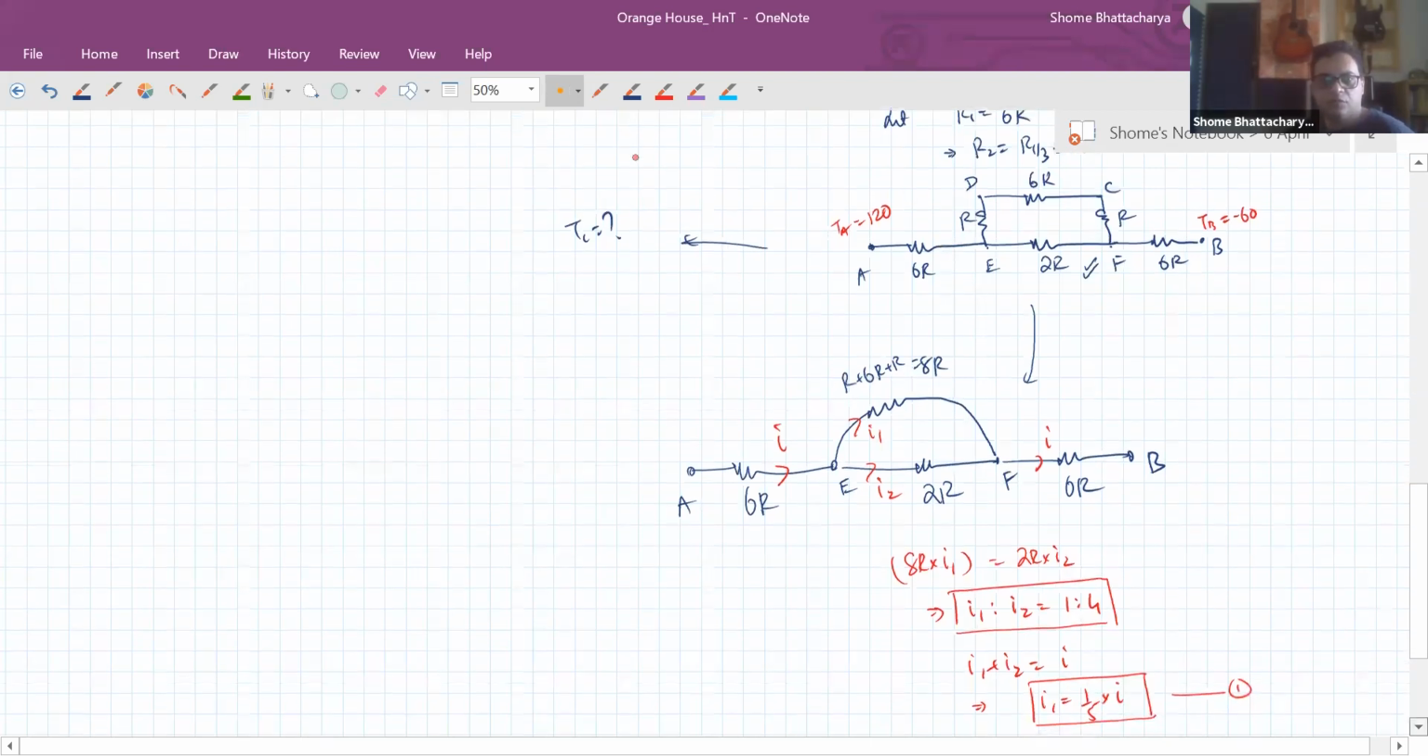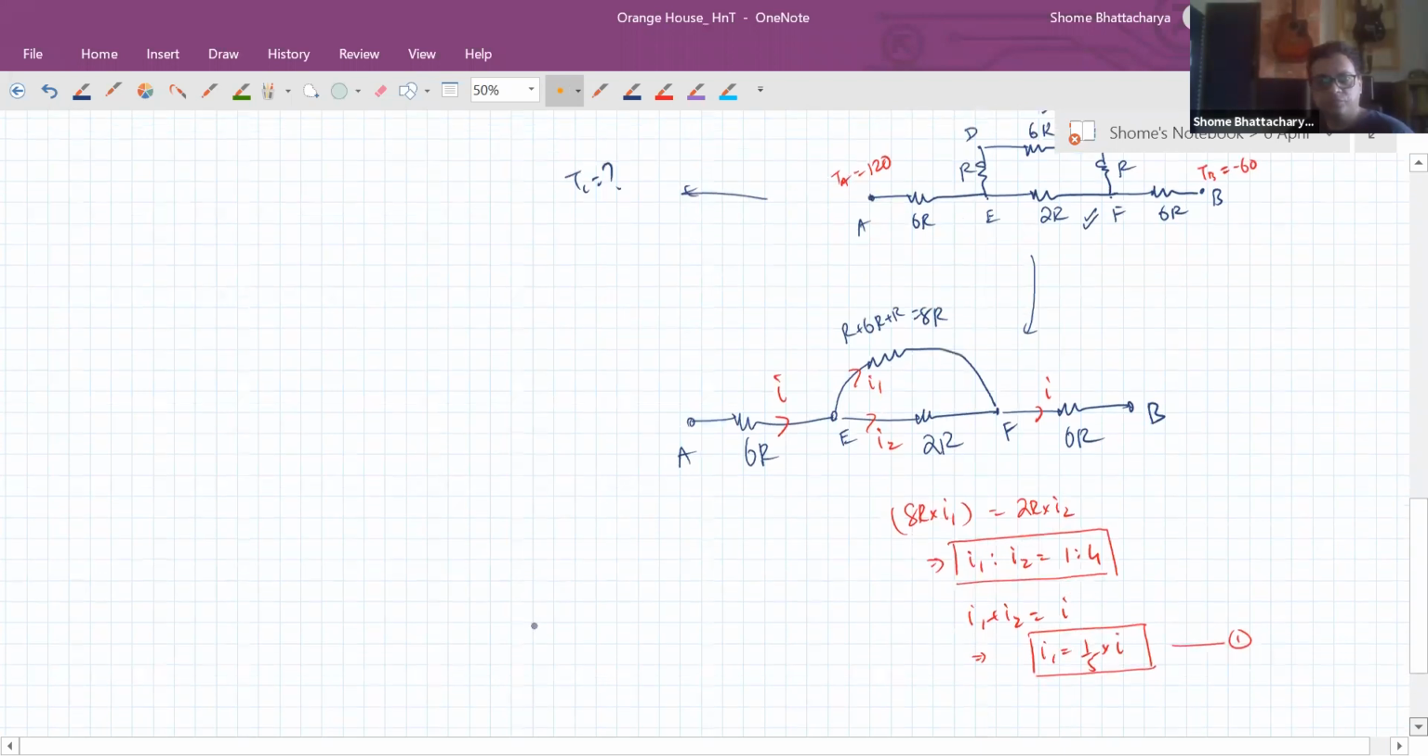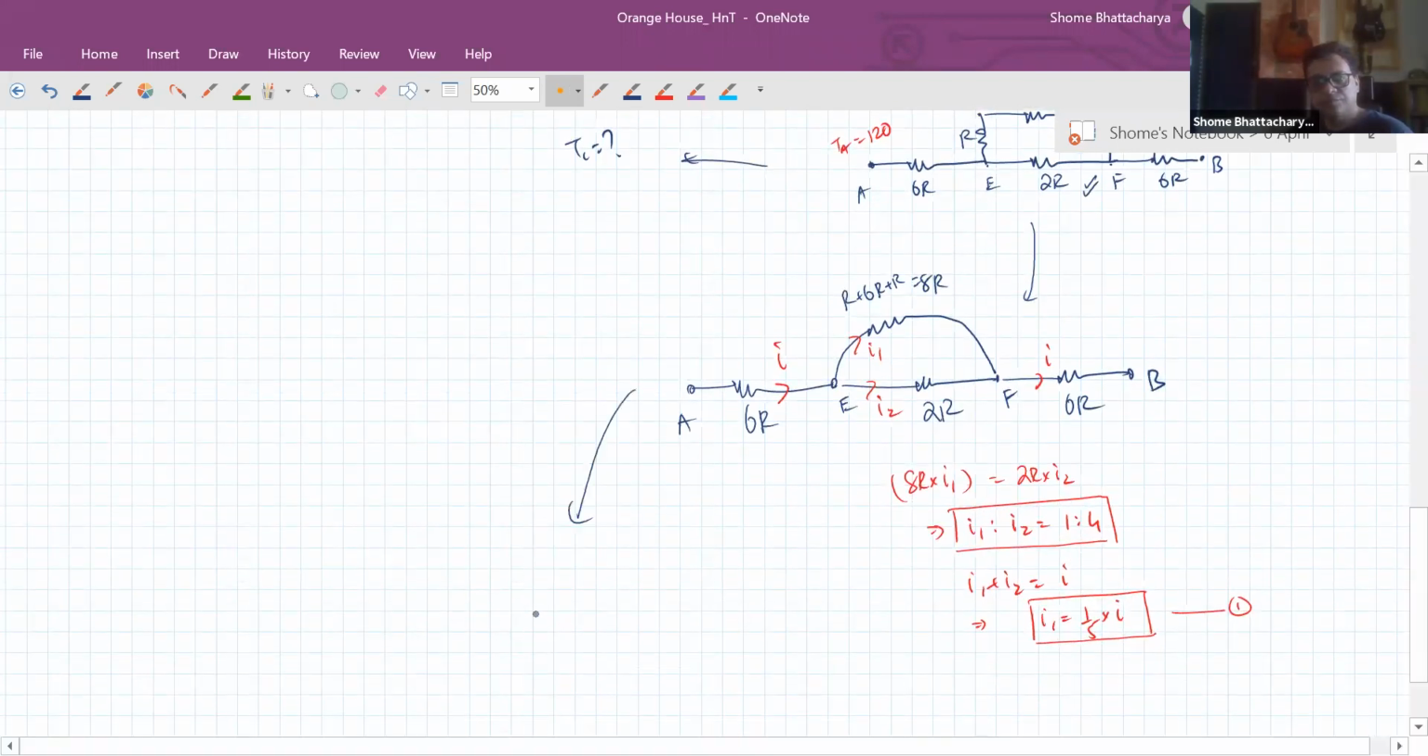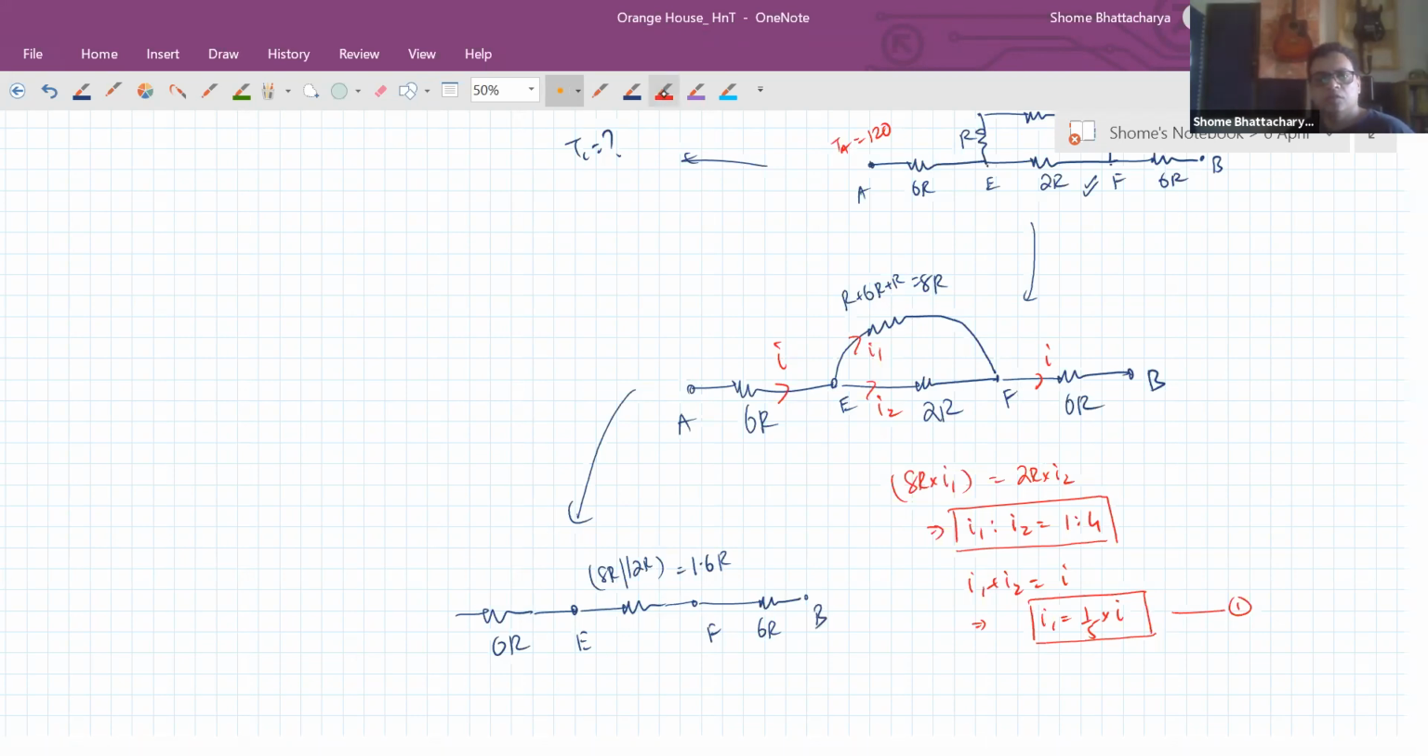Okay. Now next up you can see that this can be further written as 6R in series with parallel combination of 8R and 2R, that is 1.6R. So TA was how much? 120, and TB was minus 60 degrees C.